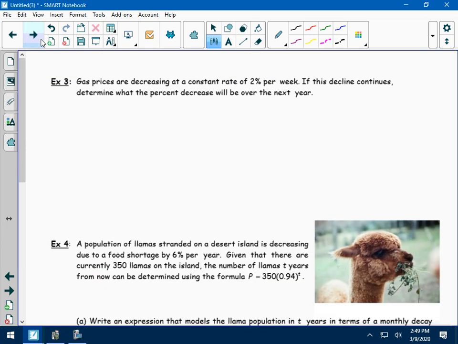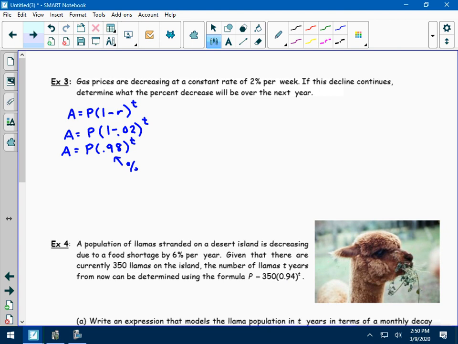Example 3, gas prices are decreasing at a constant rate of 2% per week. If this decline continues, determine what the percent decrease will be over the next year. Okay, so A equals P times 1 minus r to the t this time, because we're decreasing. I don't know what the initial amount is, doesn't matter. It's 1 minus 0.02 to the t. It's decreasing by a constant rate of 2% per week. So I'd have P times 0.98 to the t.